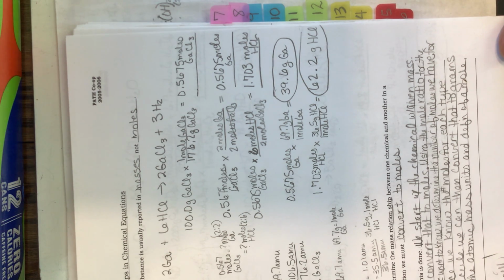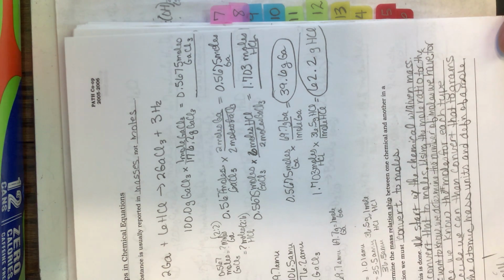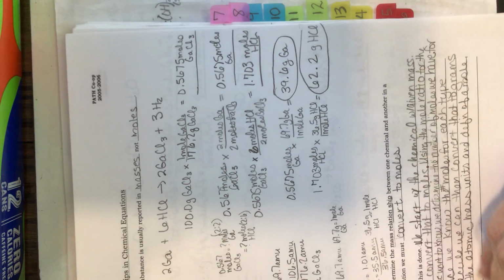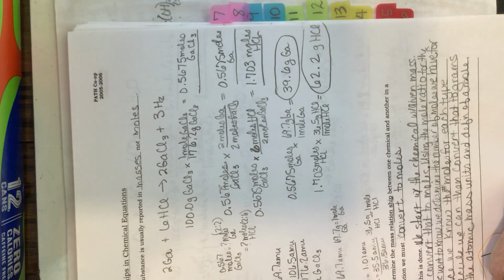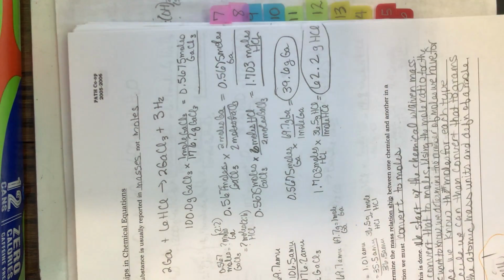So if you want to find a mass relationship between one chemical and another, then you're going to have to convert to moles. You just have to do that. Okay? And it is a process. It's going to take a little time to figure that out. It's a skill, so you just keep working until you get it, okay?